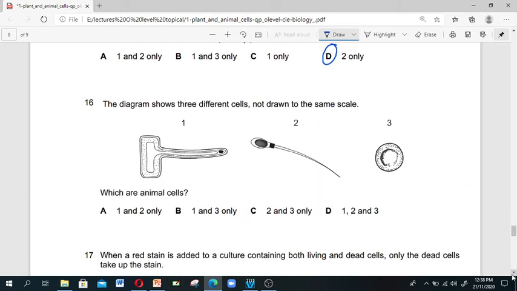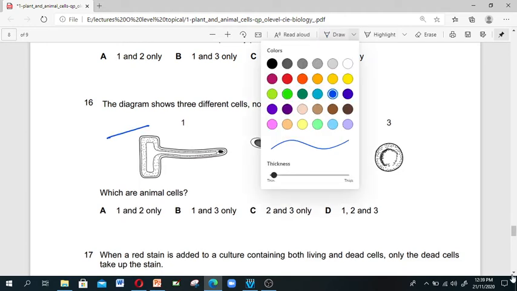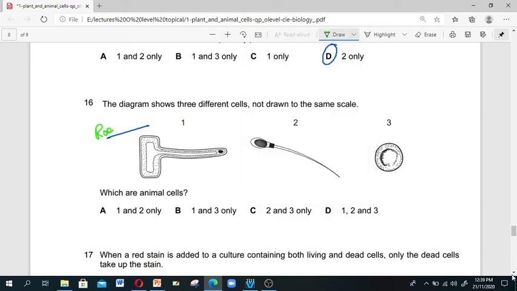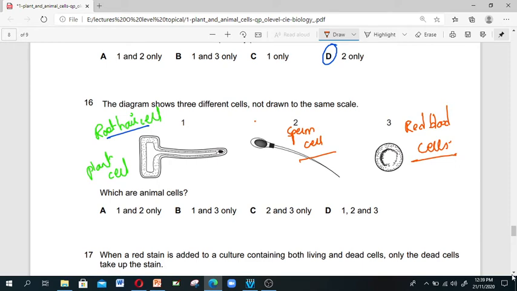The diagram shows 3 different cells not drawn to the same scale. Which are animal cells? So what is this? This is the root hair cell. So it is a type of plant cell. What is this? This is a sperm cell. And this is a red blood cell. So sperm cells and red blood cells are the type of animal cells.